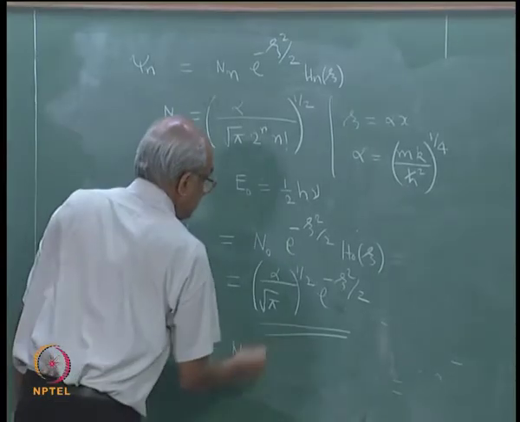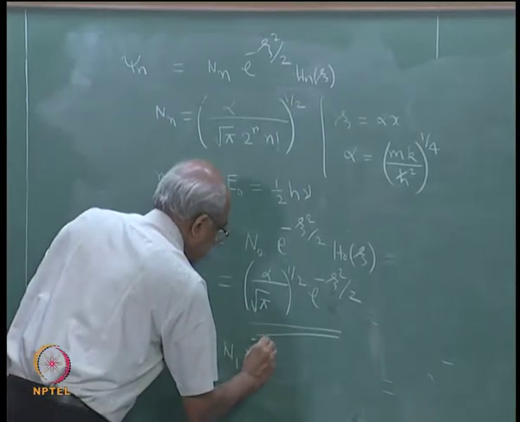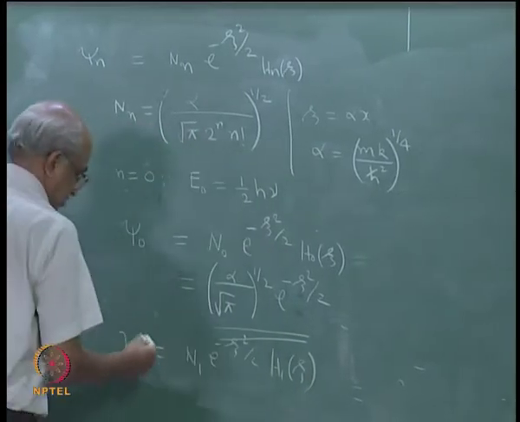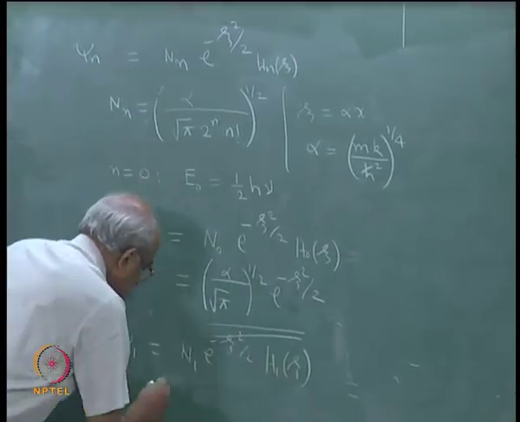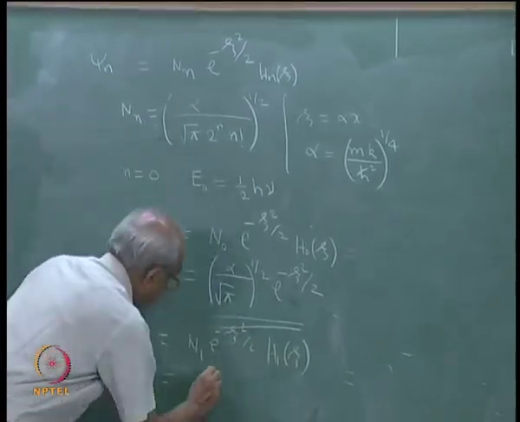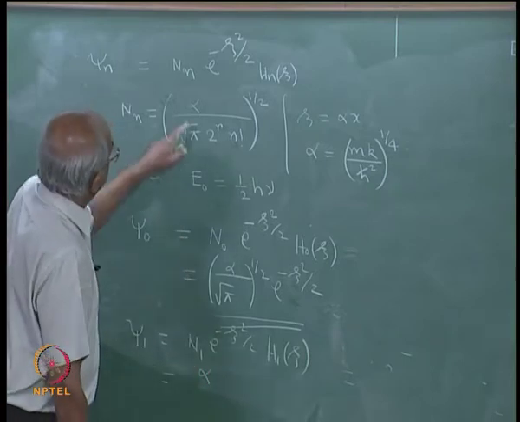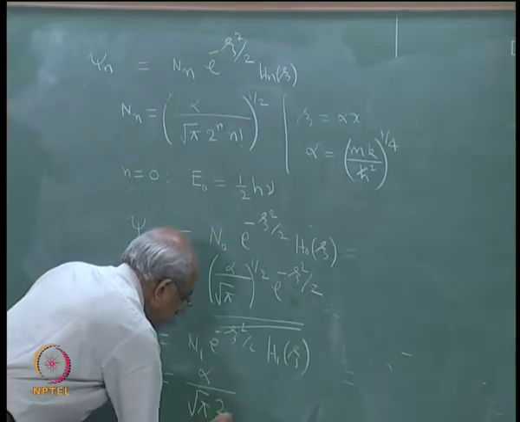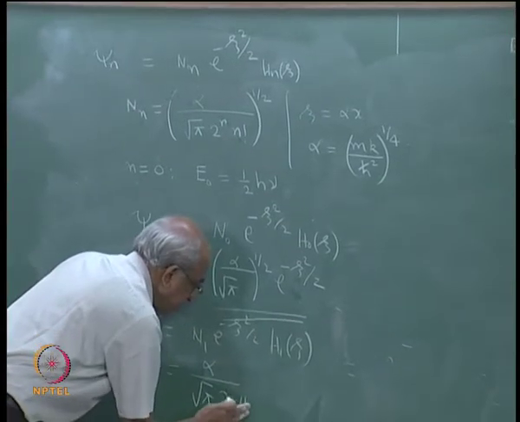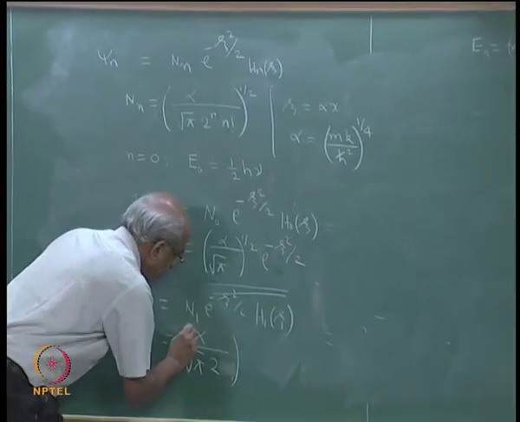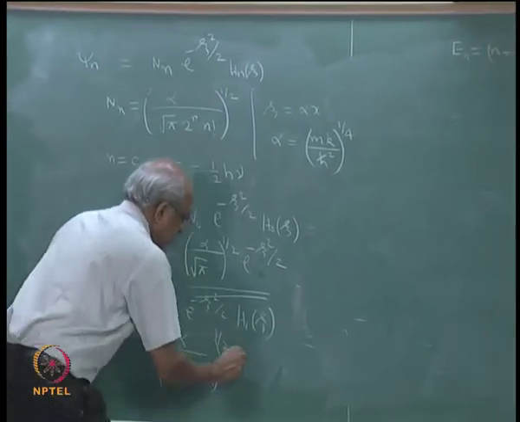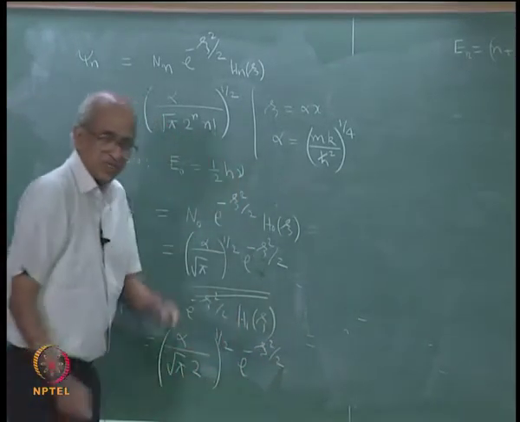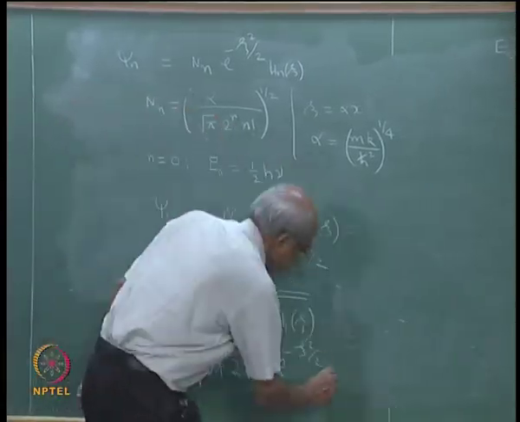It is n1 e to the power of minus c square by 2 h1 of c, and that is equal to alpha. Where is my general expression? Here is my general expression, alpha by root pi 2 into 1 factorial, 1 factorial actually is 1, to the power of half e to the power of minus c square by 2 into h1. h1, if you look into your notes, you will find that it is 2c.